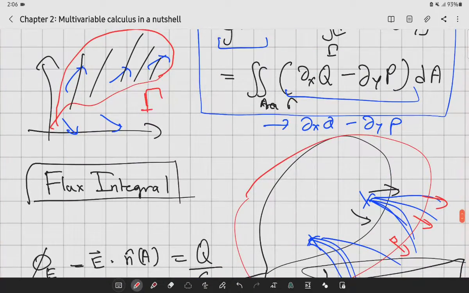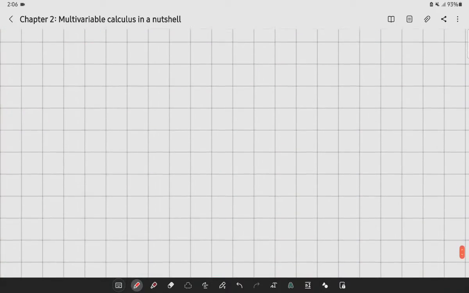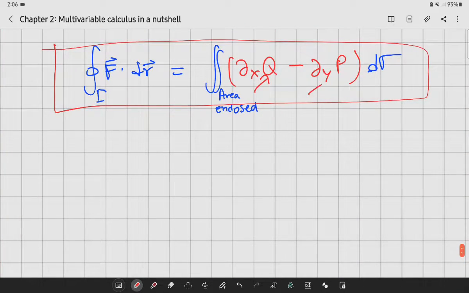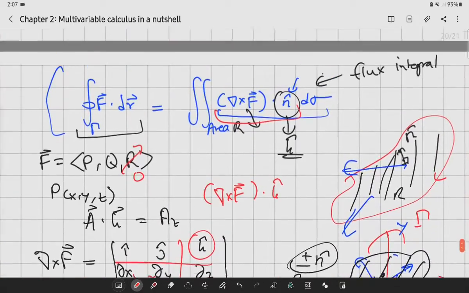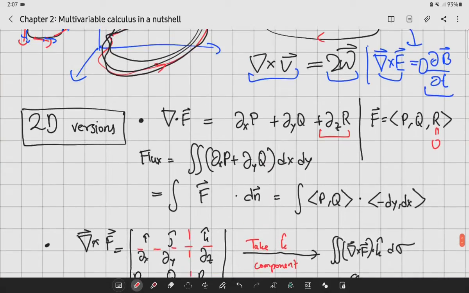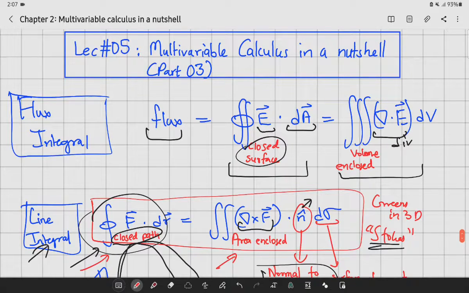Partial x q minus partial y p. And we have here partial x q minus partial y p, exactly the same thing. So you see that the 2D version is a simplification of the 3D statement of the 3D Stokes Theorem. So these things are fundamentally connected, the 2D statement and the 3D statement.